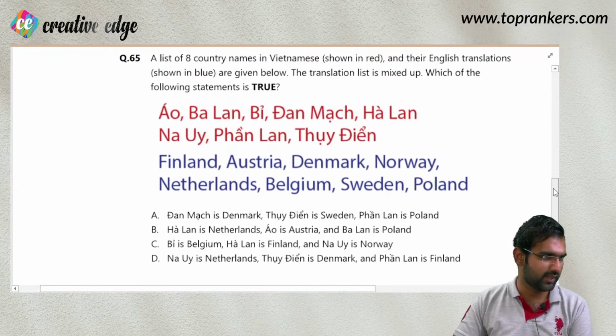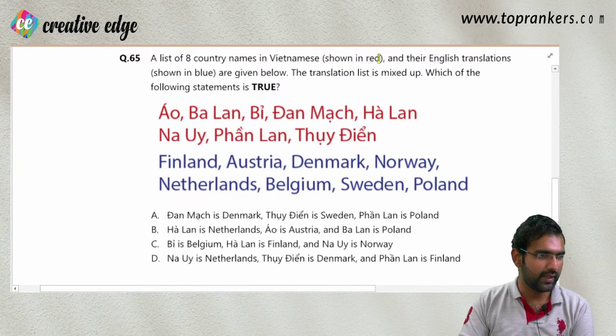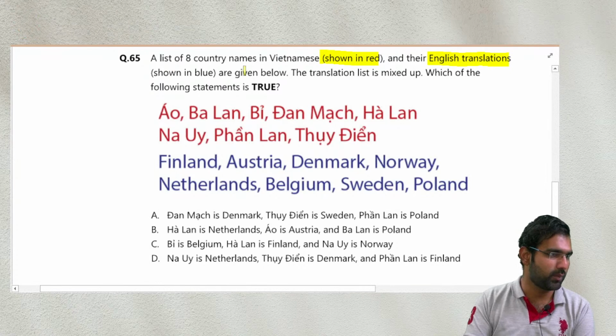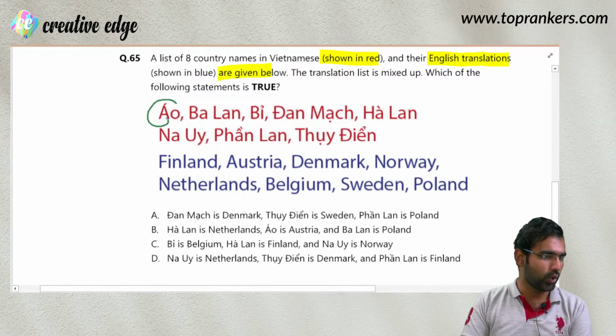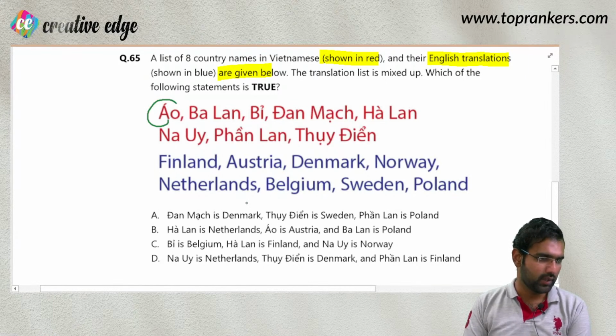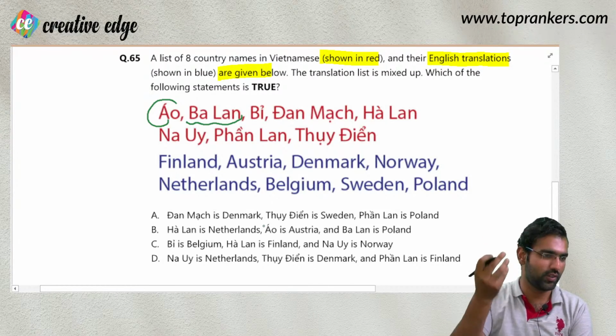So everyone look at the screen. What are we told? A list of 8 countries' names in Vietnamese shown in red and their English translations shown in blue are given below. So if you start to trace, I will highlight. This is AO. Oh, so this could be some country. I'm not able to figure it out yet, but Balin. So do I have a pronunciation of a country?